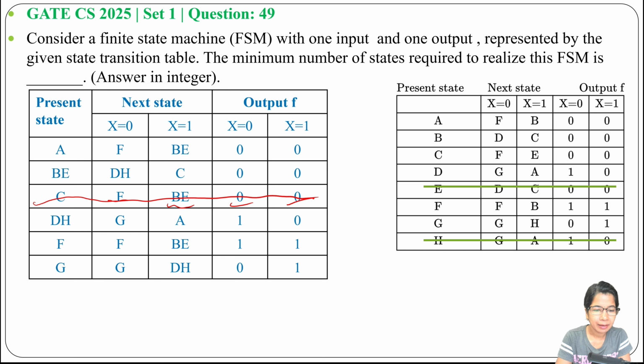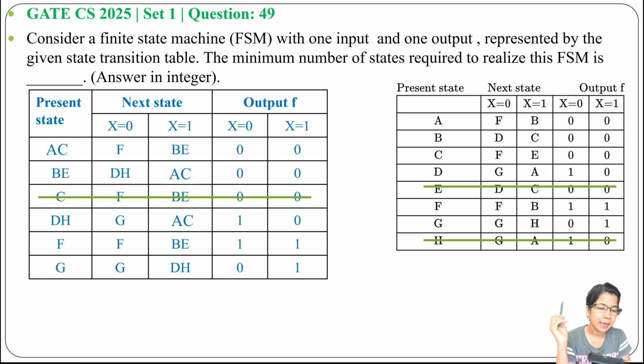From F, F, BE, 1, 1. F matches with A in next states but outputs are different. Here outputs are 0, 0. Here outputs are 1, 1. So A and F are not same. A and C are same but not F. From G, DH, 0, 1. It's not same with anyone. So what we can do, we can merge C with A. Wherever A is there, we can write AC, or wherever C is there, we can write AC.